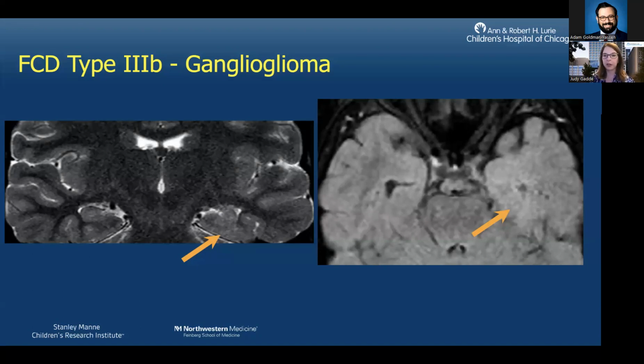So even if we go back and look at that mesial temporal sclerosis case for the type 3A, sometimes we might just see the T2 hyperintensity in the hippocampus and move on.